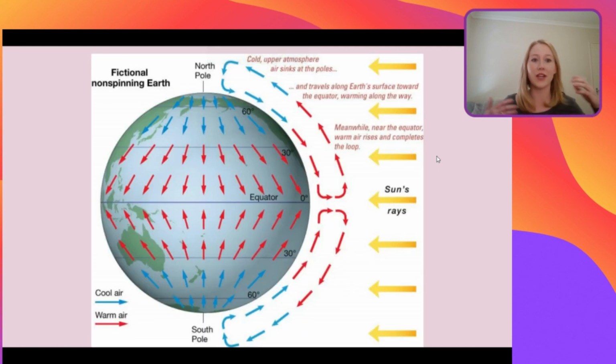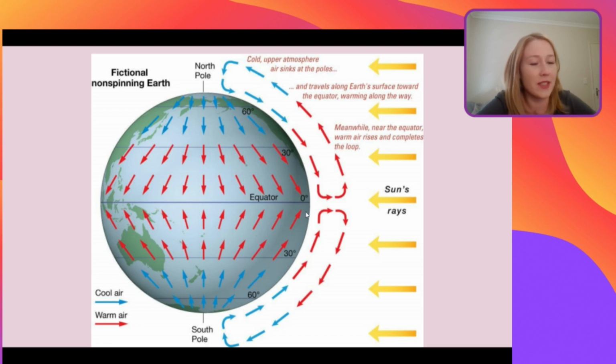So this is just another diagram of the same circulation model. We have the warm air by the equator rising. It diverges towards the poles. By the poles, it is cold and it sinks and flows back towards the equator.